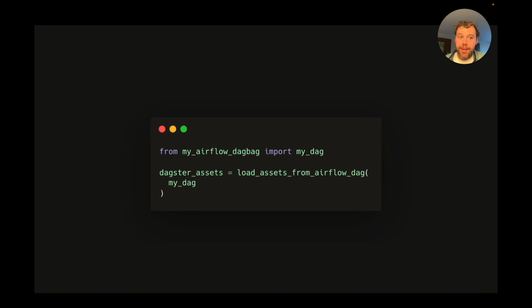And in order to take advantage of this feature, you don't really have to do very much work. Like I said, you don't have to modify your Airflow code at all. And on the Dagster side, it's basically just a one-liner. You call this load assets from Airflow DAG function, you pass in your Airflow DAG, and you're off to the races. I'm not going to go into the details of how this is implemented and how you can use it. My colleagues Tim and Odette are going to be talking about that after this. But suffice to say, it's quite straightforward to implement.